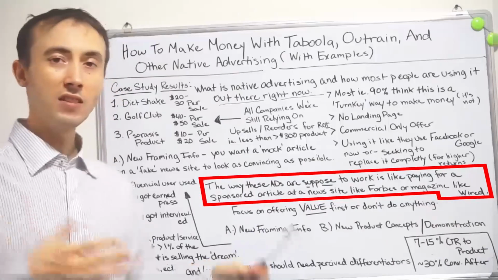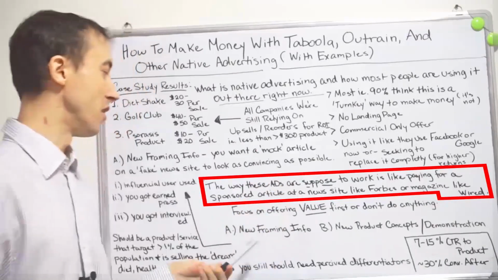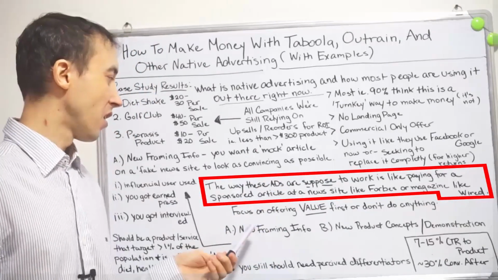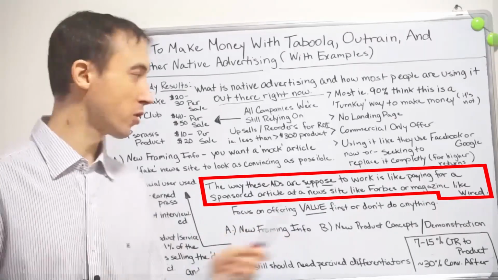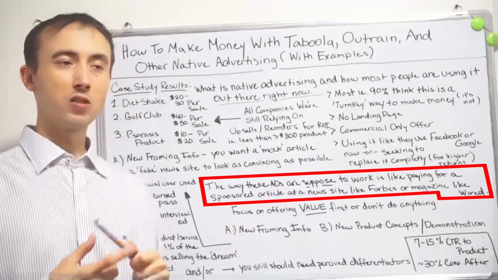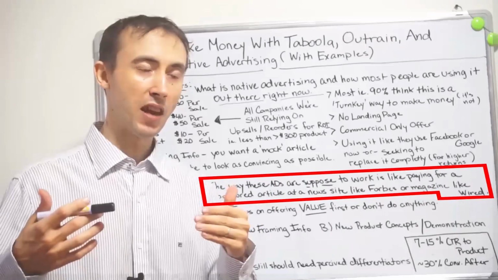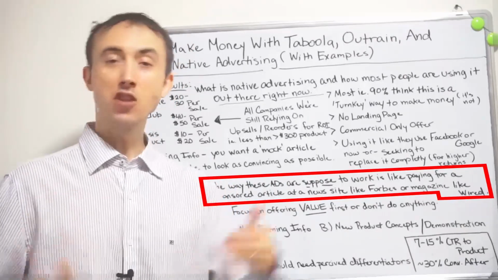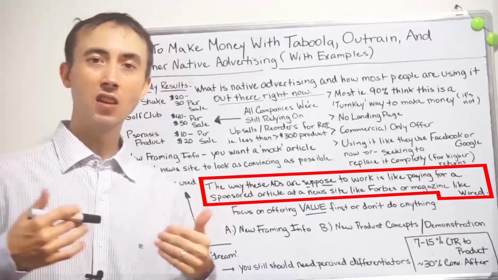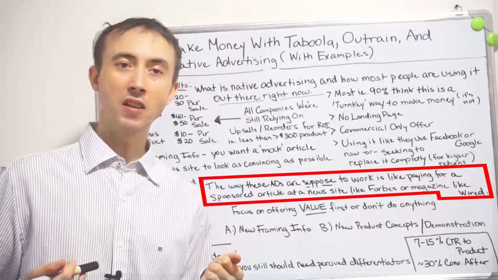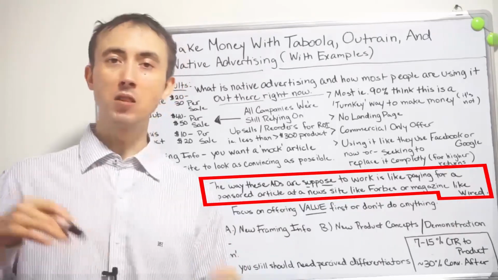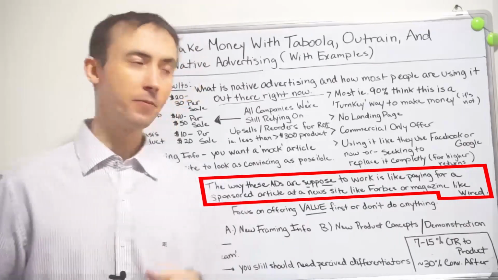So anyway, there are 2 basic ways that you do this. You can do what is like new framing of the info. Like the sponsored articles, you can have an article that, in an entertaining and educating manner, explains the features and benefits of this product, what makes it unique and why somebody actually should pay attention to it.